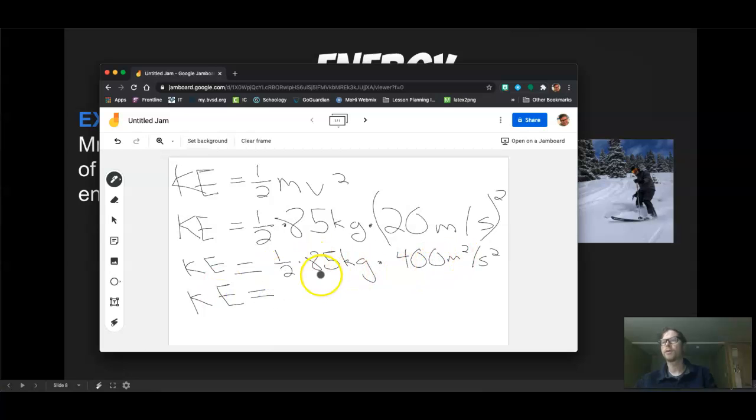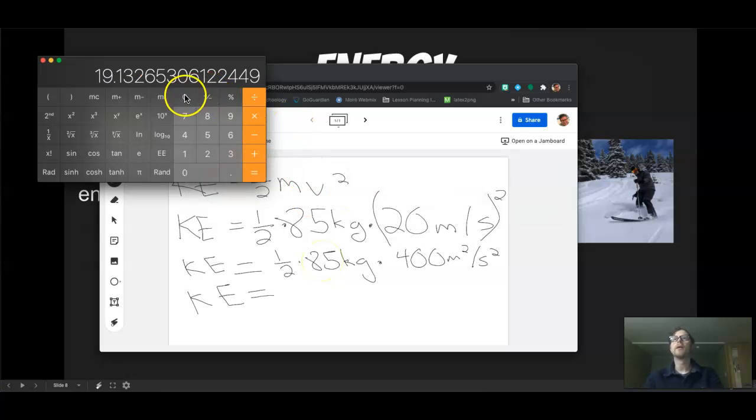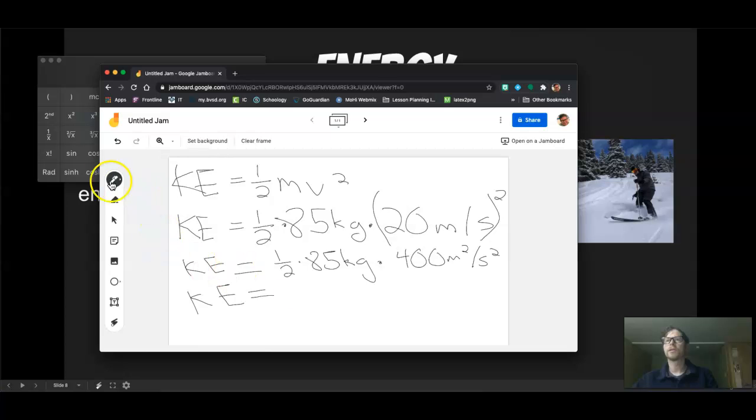So half of 400 is 200. 200 times 85 for my calculator. 200 times 85 is 17,000. So 17,000 joules is our answer here. 17,000 joules of kinetic energy. Okay.